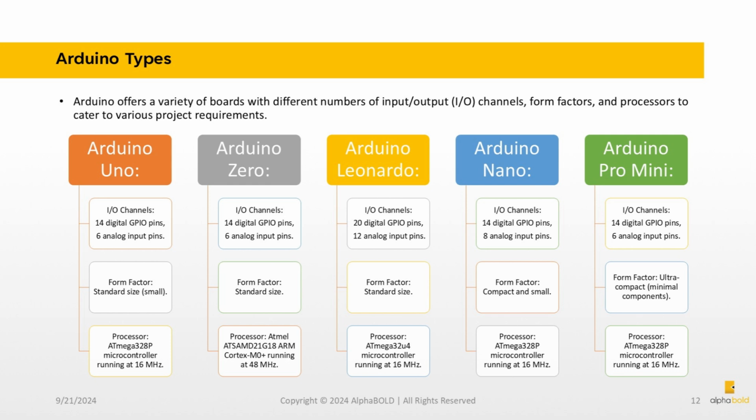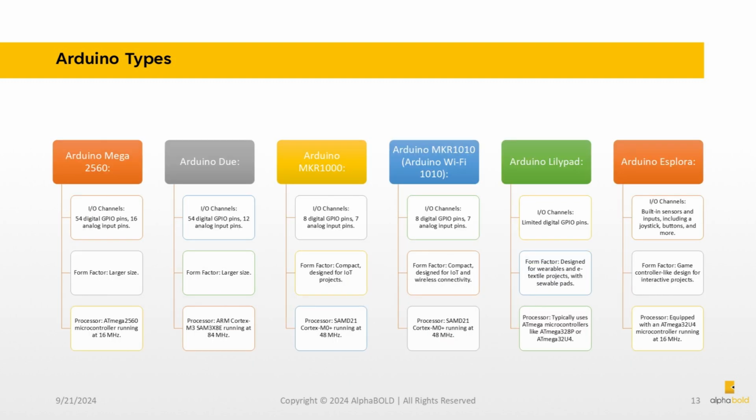Arduino offers a variety of boards with different numbers of input, output, I/O channels, form factors, and processors to cater to various project requirements. The Uno and Pro Mini use the ATmega328P microcontroller, while the Zero uses the ATSAMD21G18 ARM Cortex M0 Plus, and the Leonardo uses the ATmega32U4. The Mega and Due are the largest boards, while the MKR1010 and LilyPad are designed for specific applications like IoT and wearables.